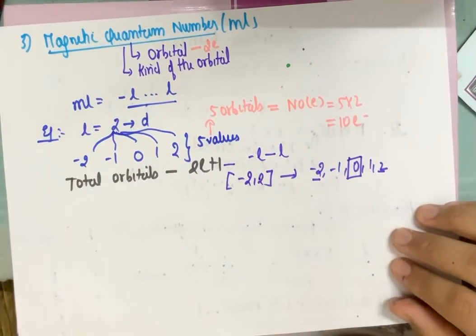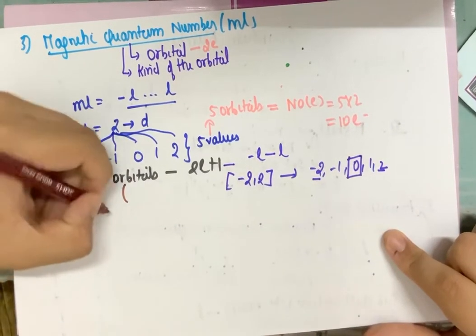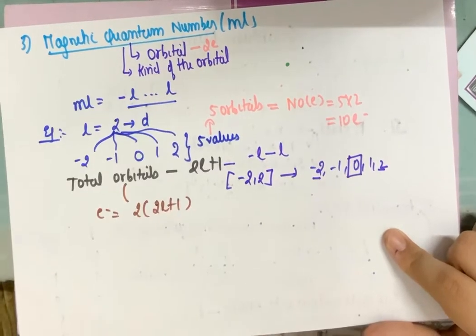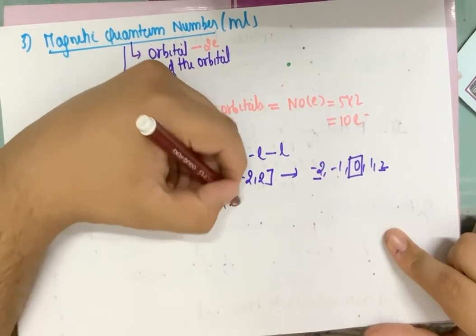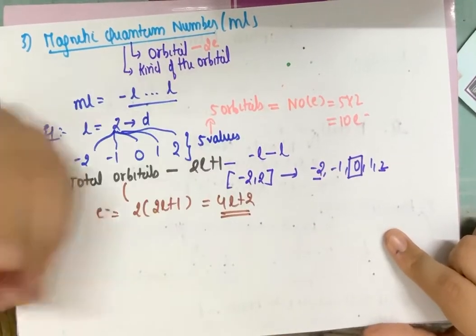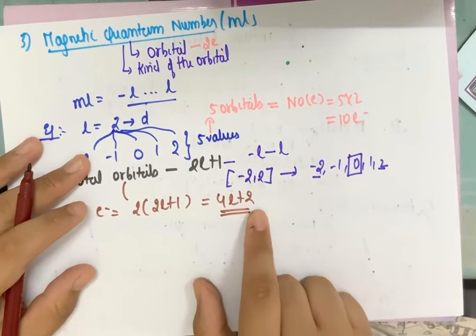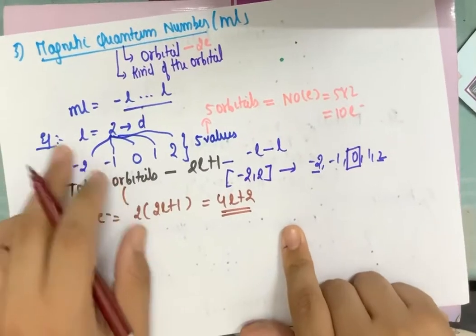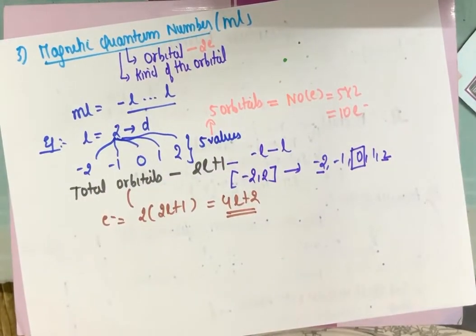Now from this, if I need to calculate the number of electrons, orbitals into 2, so electrons will be 2 into 2L plus 1, because orbitals can accommodate 2 electrons at most. So electrons from this formula will become 4L plus 2. Here were 10 electrons, I substituted 4 into 2 plus 2, 8 plus 2 is 10. So if you have to expand, then use this method. If you have to just write the value, use this formula directly, it will save time in case of larger numbers.